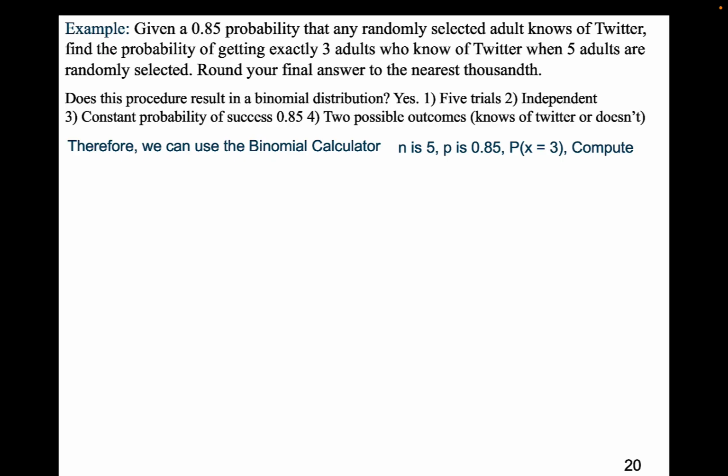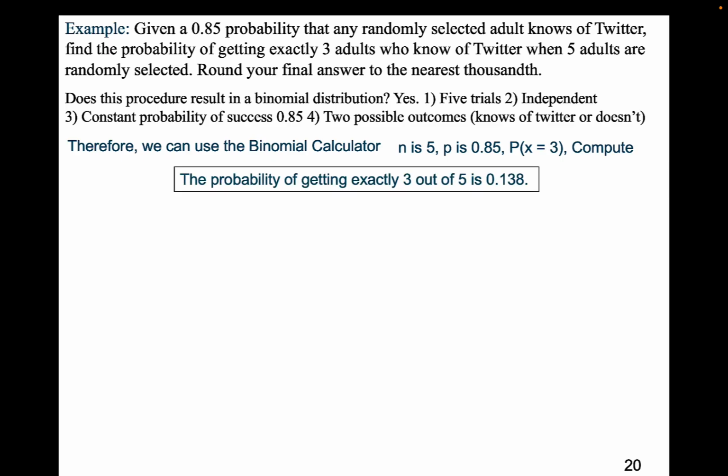Now writing that into our notes, we have the probability of getting exactly 3 out of 5 is 0.138. All right. How about exactly 4 out of 5? What would the probability be if we randomly select 5 adults? What would the probability be of getting exactly 4 that know of Twitter?